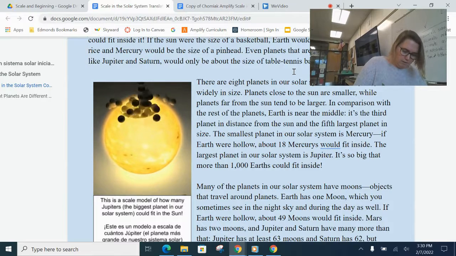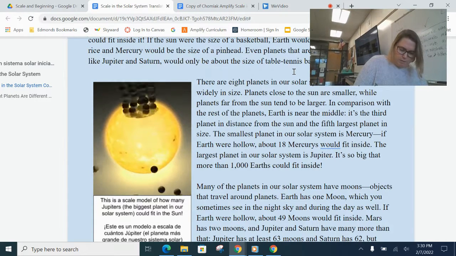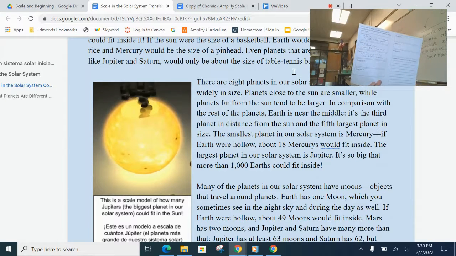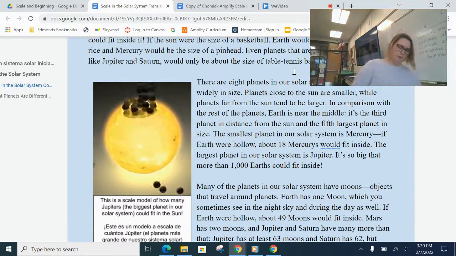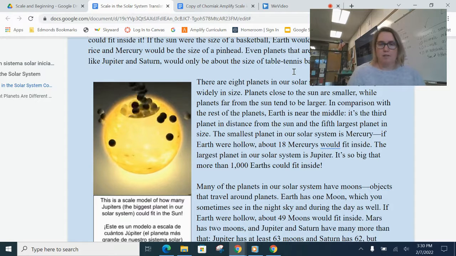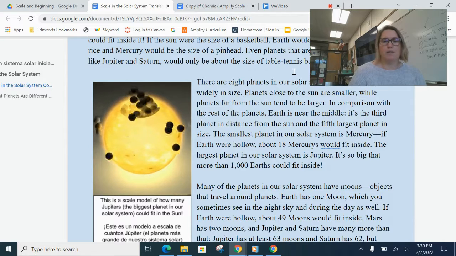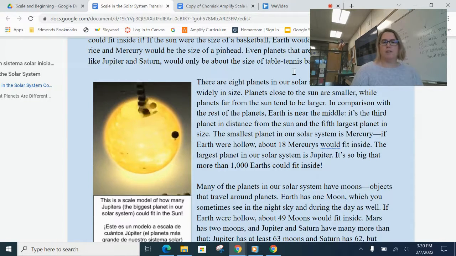And then close to sun, close equals smaller. Okay, so that's what I wrote down so far. I might have to add something. Planets close to the sun are smaller, while planets far from the sun tend to be larger. In comparison with the rest of the planets, Earth is in the middle. It's the 3rd planet in distance from the sun and the 5th largest planet in size.